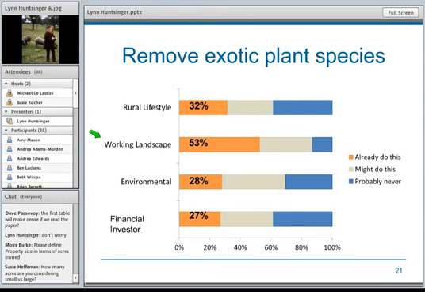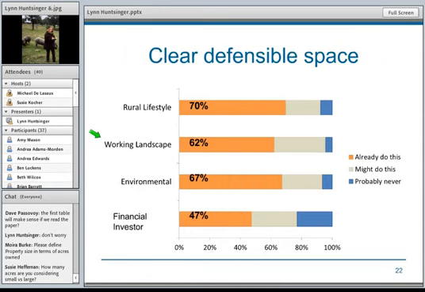As you can see from the next graph, remove exotic species. Once again, the working landscapes people are much more involved in doing active management, although almost a third of other groups do this as well, removing exotic plant species. The working landscape people were more likely to remove exotic plant species. They were also more likely to plant native plant species, to have their soil tested, to build erosion control structures, to develop a written management plan, to clear brush, to use prescribed fire, and to improve wildlife habitat. So they're pretty active in manipulating and caring for the land.